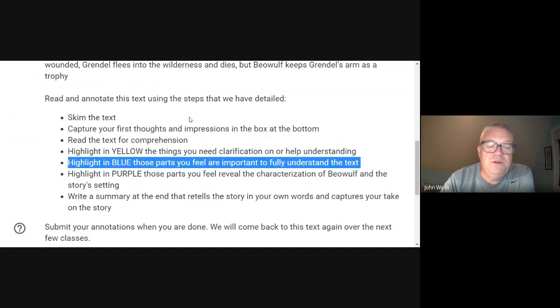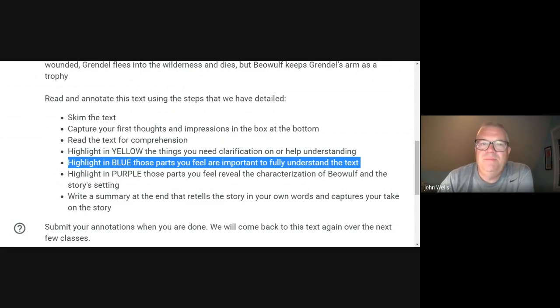The next thing you're going to do is you're going to highlight in blue the things that are important. Those are those test questions: name, place, date, time, main action, plot twist, things like that. The things that you would probably need to know for a test. Now, the thing about this is that you will probably see the blue things bubble up again in the purples, okay? And that's fine. If you don't get it in blue, you get it in purple, that'll be okay.